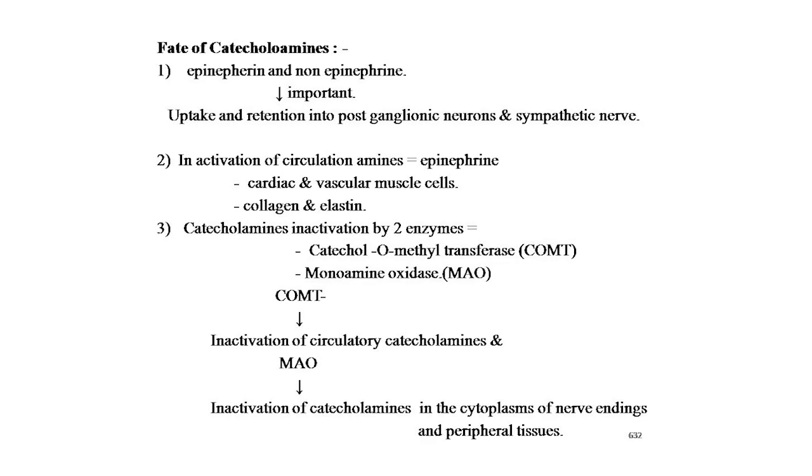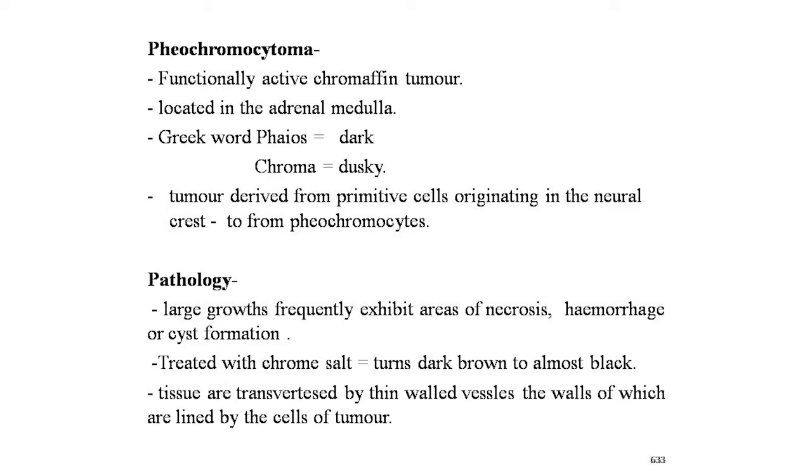Now the next point is pheochromocytoma. These are functionally active chromaffin tumors which may be located in the adrenal medulla and other sites of the sympathetic ganglion or chromaffin tissues. The term is derived from the Greek word phaios, which means dark, and chroma means dusky, as these tumors stain a deep brownish color when exposed to chromium salts. This tumor is derived from primitive cells originating in the neural crest, which can differentiate to form pheochromocytes. This tumor has a tendency to produce a large amount of catecholamines, primarily norepinephrine.